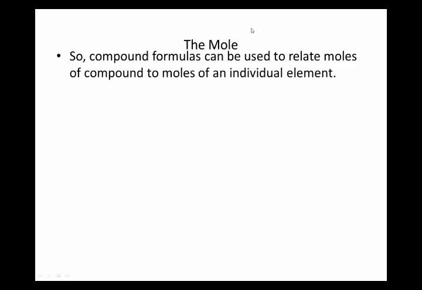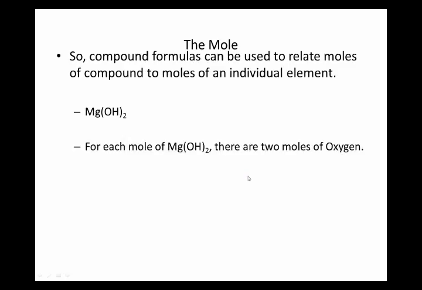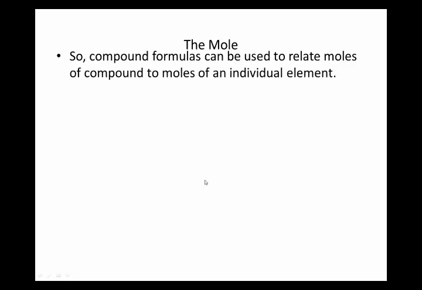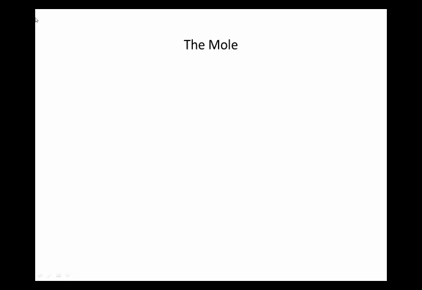So let's think about magnesium hydroxide. There's a ratio I can pull out of here. For every mole of magnesium hydroxide, there's 2 moles of oxygen. So now I have a ratio of 1 mole to 2 moles. So 1 mole of magnesium hydroxide, the whole thing, to 2 moles of oxygen, and likewise 2 moles of oxygen to 1 mole of magnesium hydroxide. So this is the third of the little tools in our toolbox.